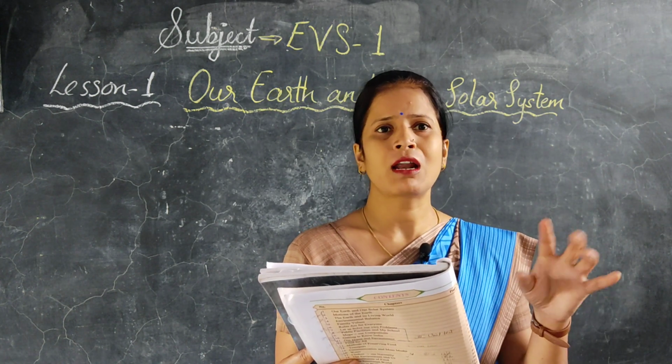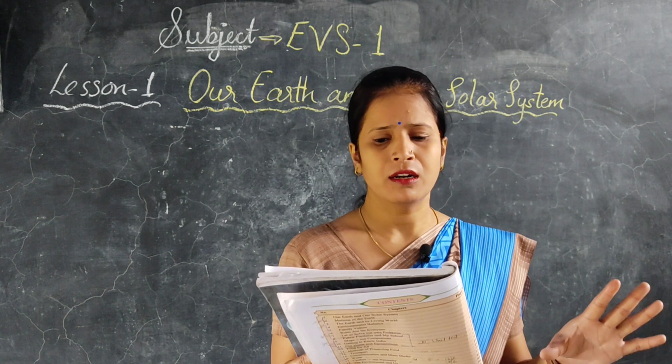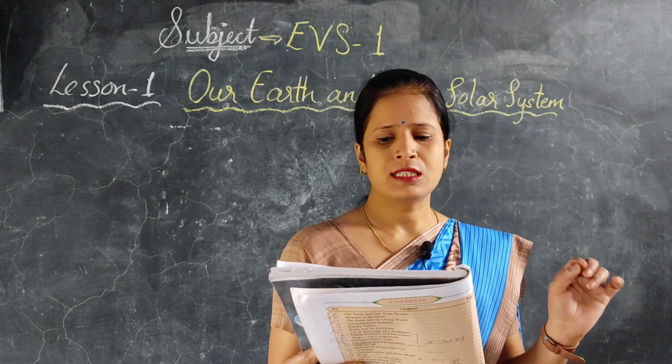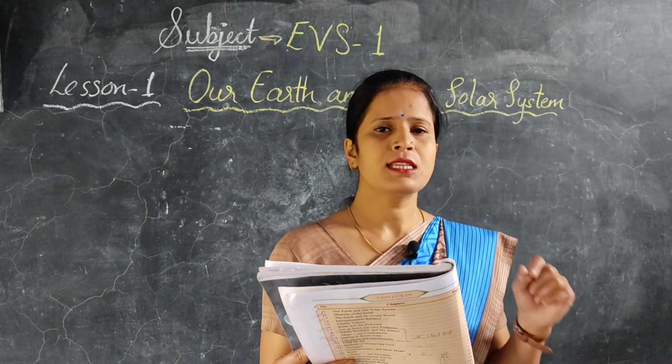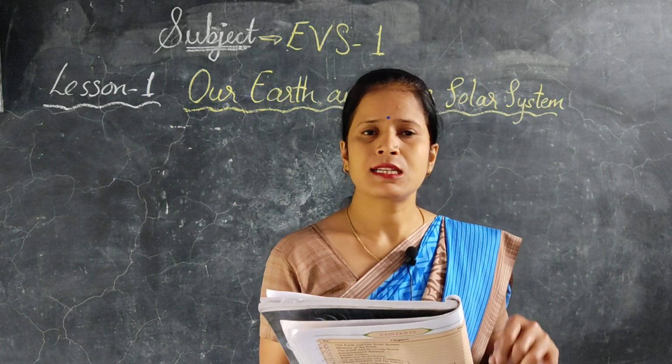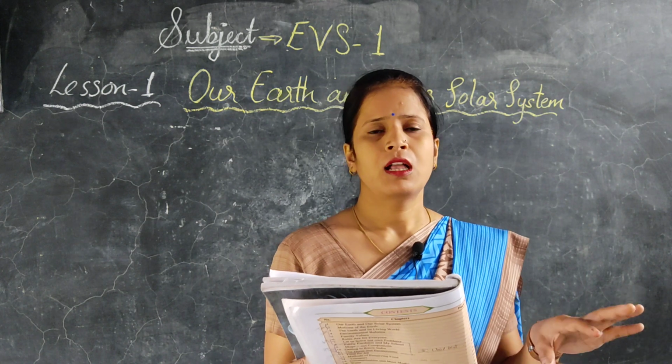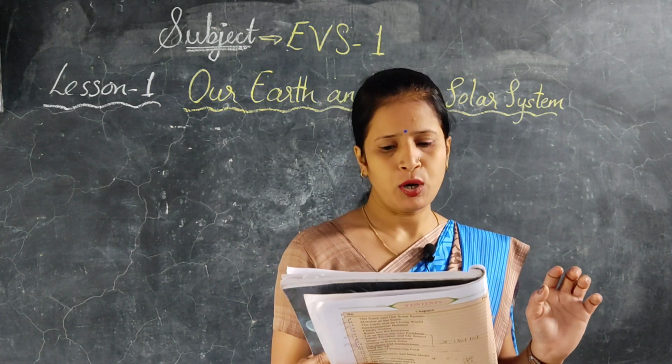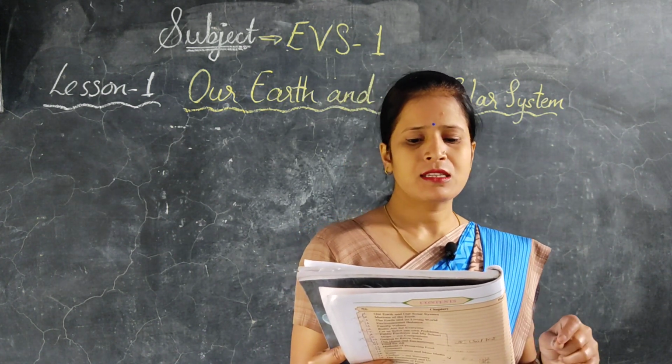That's why we can see their round shapes very clearly. The sun, the moon, the stars and the planets are all known as heavenly bodies.